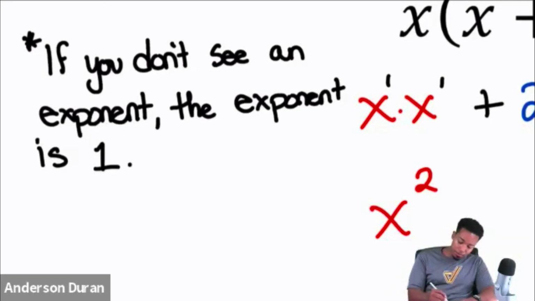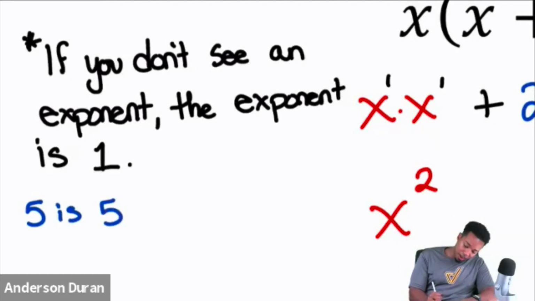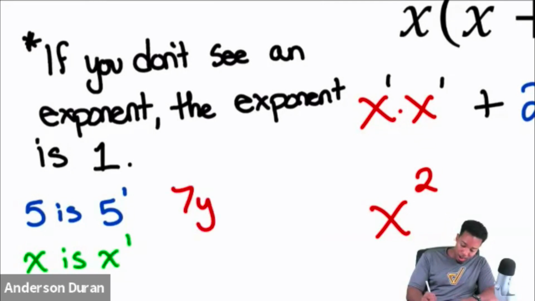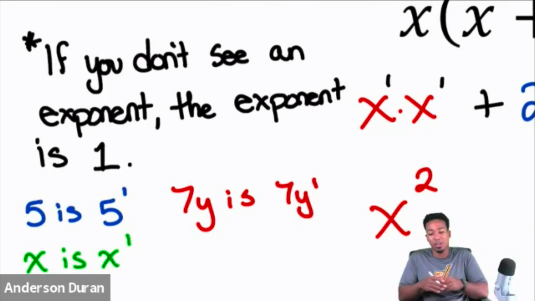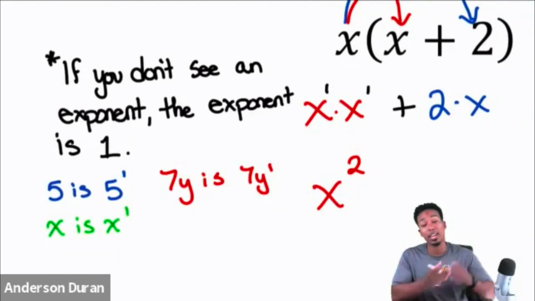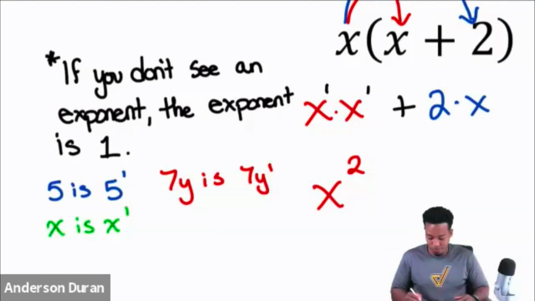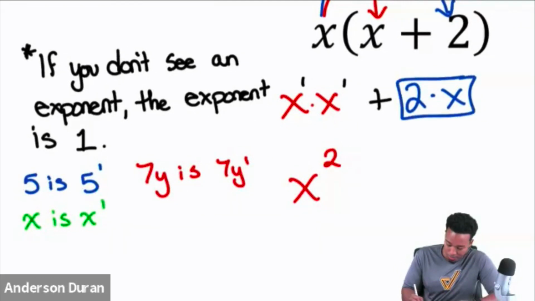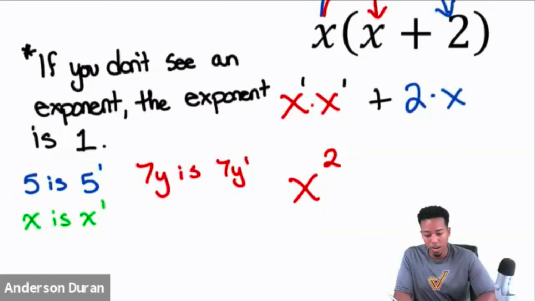So that means that 5 is the same thing as 5 to the power of 1. That means that x is the same thing as x to the power of 1. If you have, let's say, 7y, that's the same thing as 7y to the power of 1. Got to make sure we understand that because the rule still applies. We're going to add the exponents. 1 plus 1 is 2. And that's where that 2 comes from. And so from there, we have 2 multiplied by x. Everybody, what happens there?